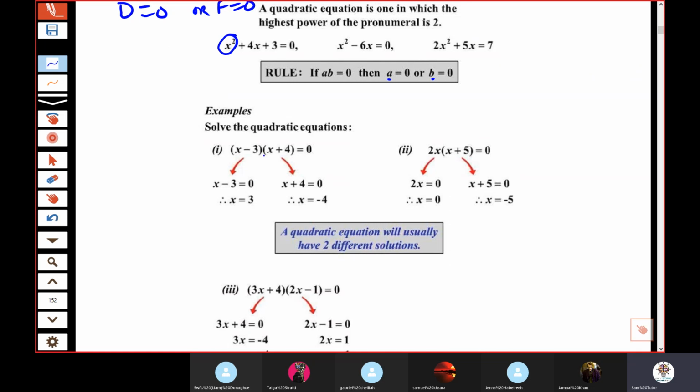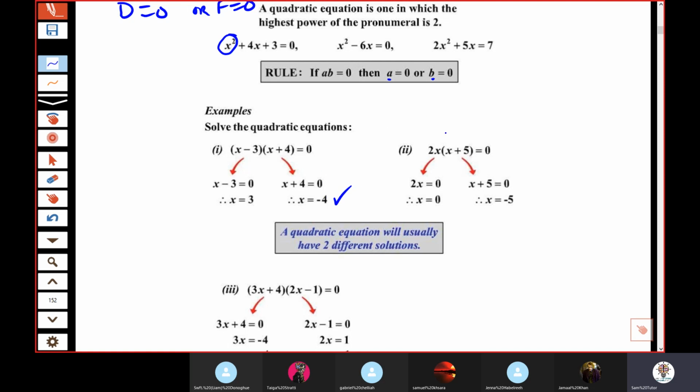So like this, x minus 3 times x plus 4 equals 0. What does that mean about x minus 3? It has to equal 0. What does that mean about x plus 4? And then you just solve. x equals, and x equals, and we're done. Was that easy or what?